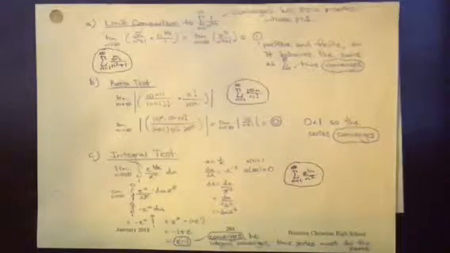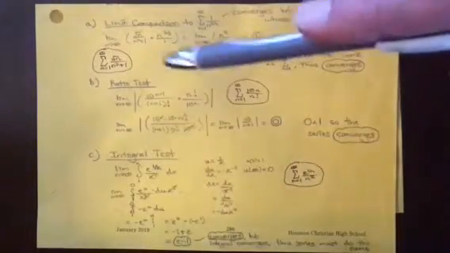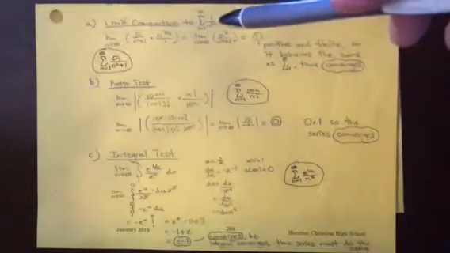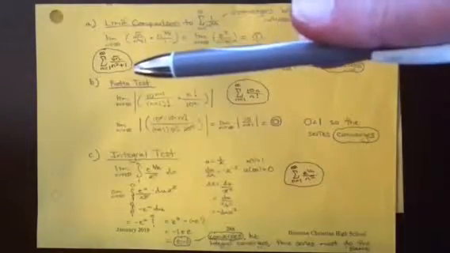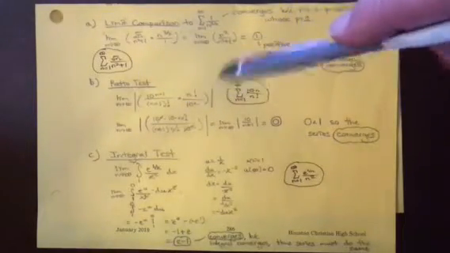And so we could either do direct comparison or limit comparison of this given series to 1 over n to the 3 over 2, because there's only a plus 1 added to the denominator here.